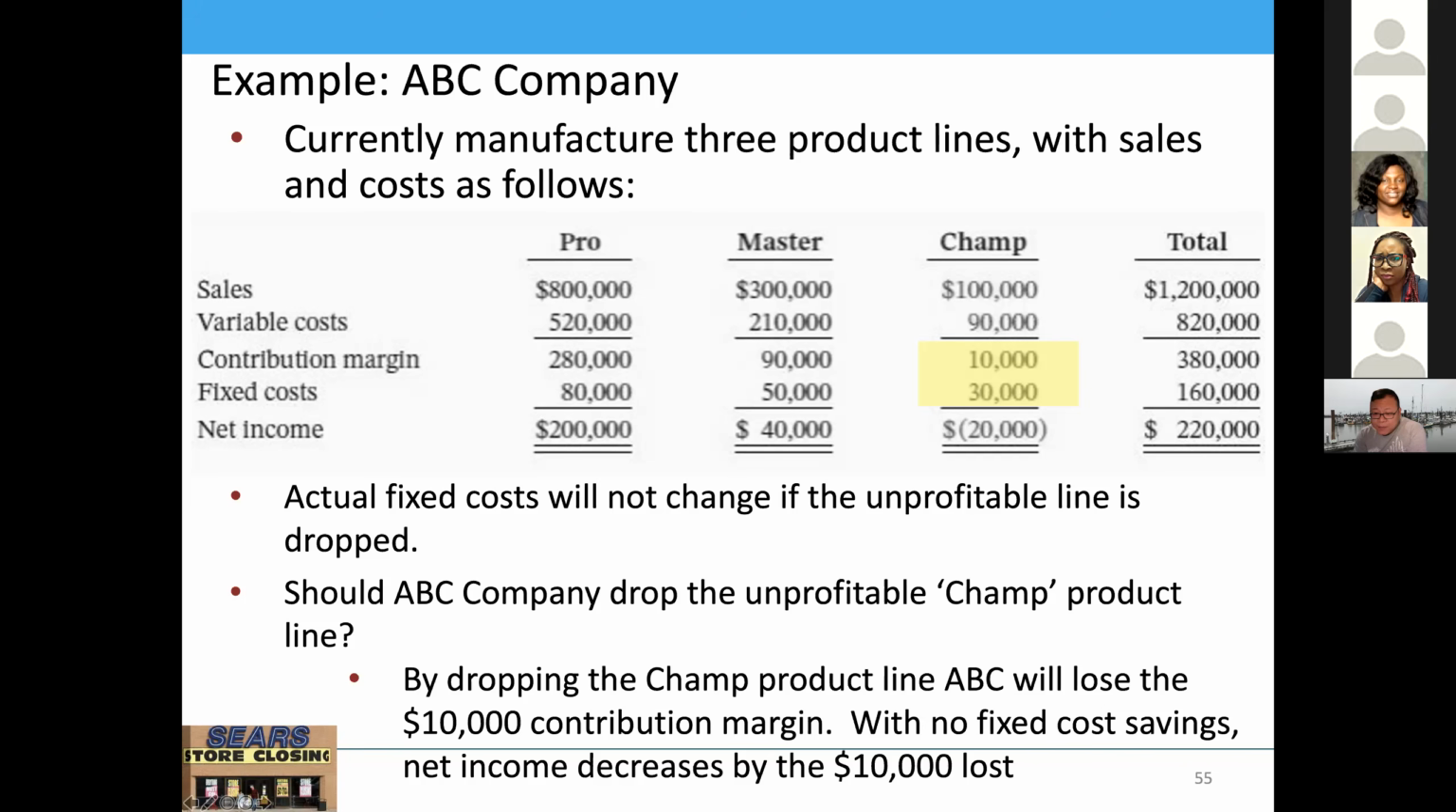The reason for that is because you allocate fixed cost to this production line, right? You allocated $30,000 of fixed cost to this production line, and you can't get rid of this cost if you get rid of the champ. So that cost will go to the pro and the master, right? Okay. So that way you can spread the cost across those products. Yeah.